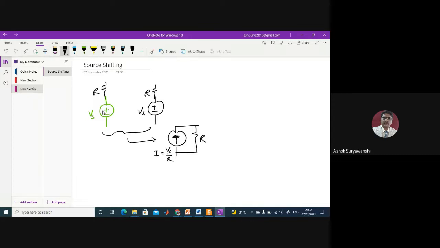But if you have only an ideal voltage source, then you cannot transform this into a current source. You cannot transform this one.